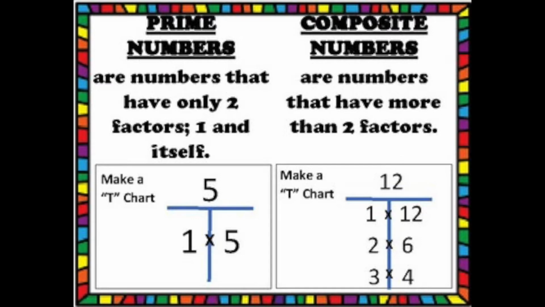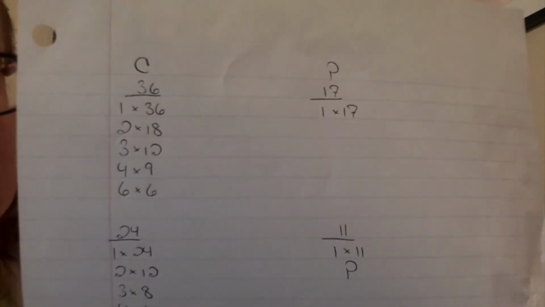Some people think, oh, all odd numbers are prime. That's not true. So it is good to remember that a prime number is a number that only has one and itself as factors. A composite number is any number that has more than two factors, more than one factor pair. All right, let's look at a couple examples of prime and composite numbers.